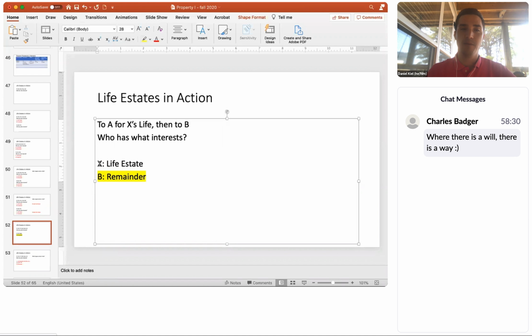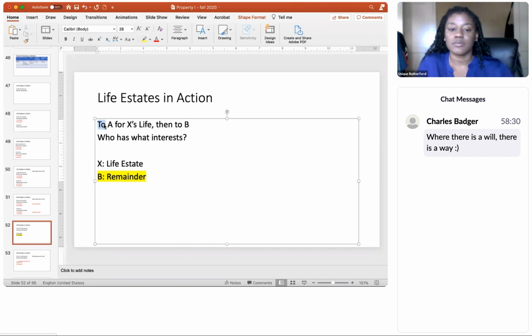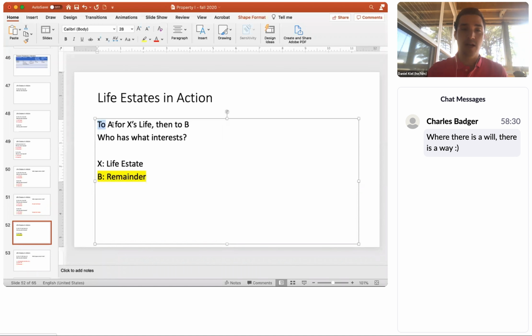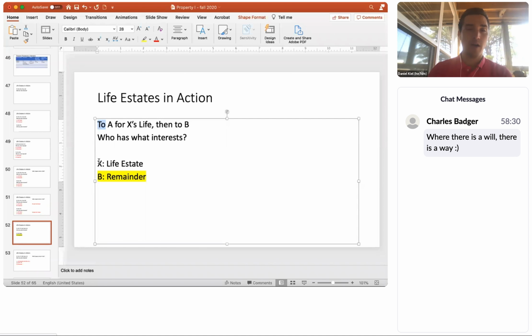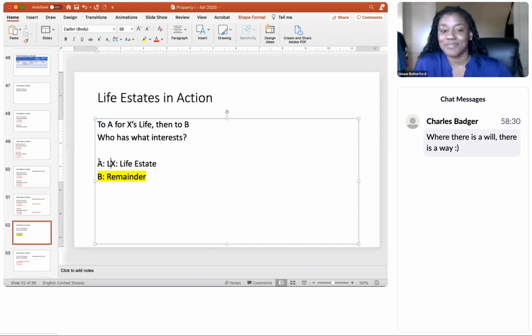It seems like A has something, right? Because it says "to A." You notice that the word "to" is going to be crucial here, right? To A, then to B. It's like "to" is the trigger that there is an interest being given. So it seems like A has something. What do you think A has? Maybe A has the life estate. Okay, so I hear A, life estate, with some question marks.